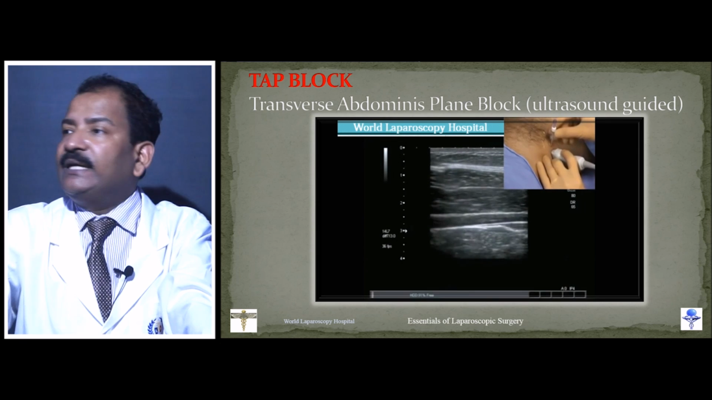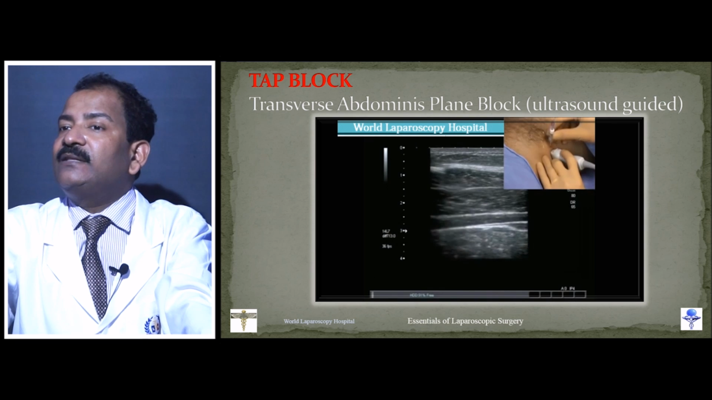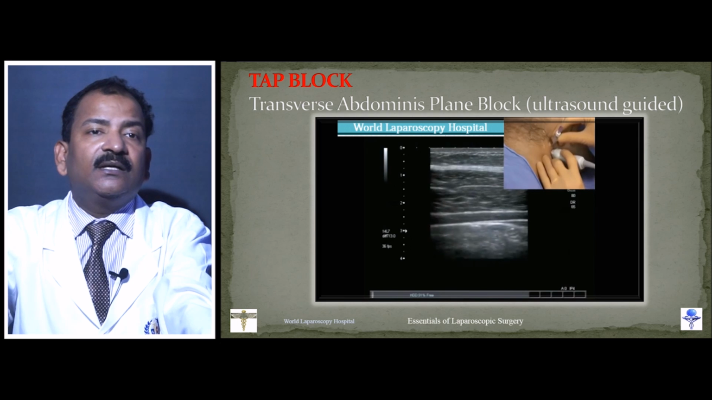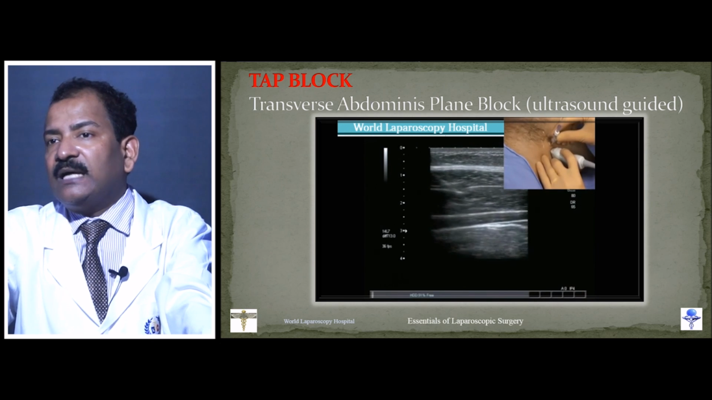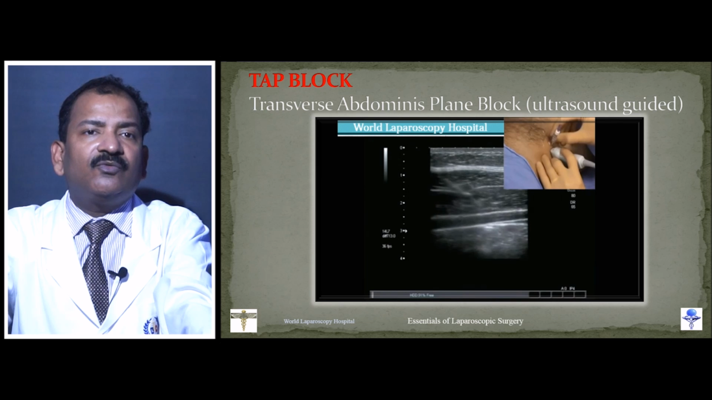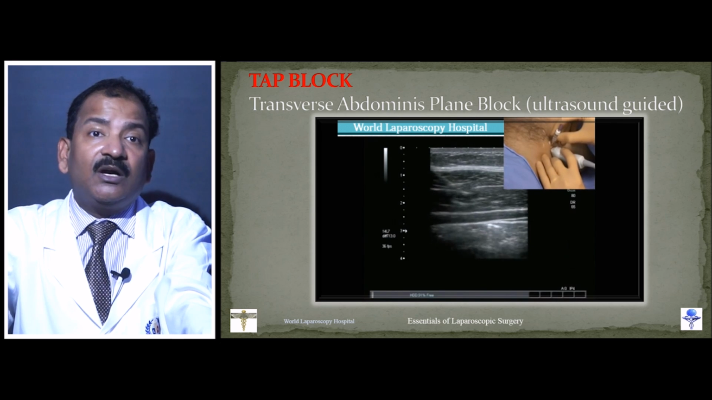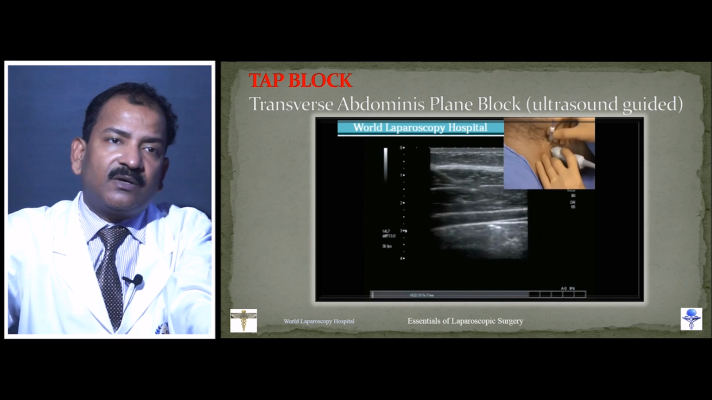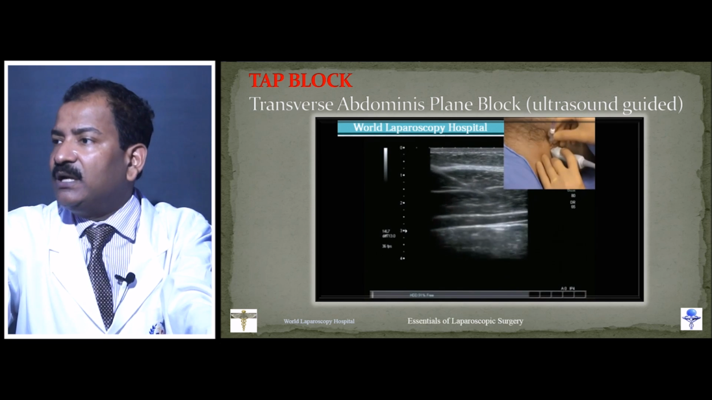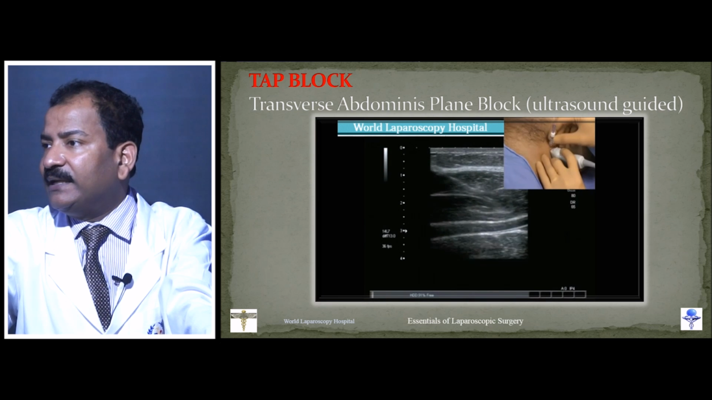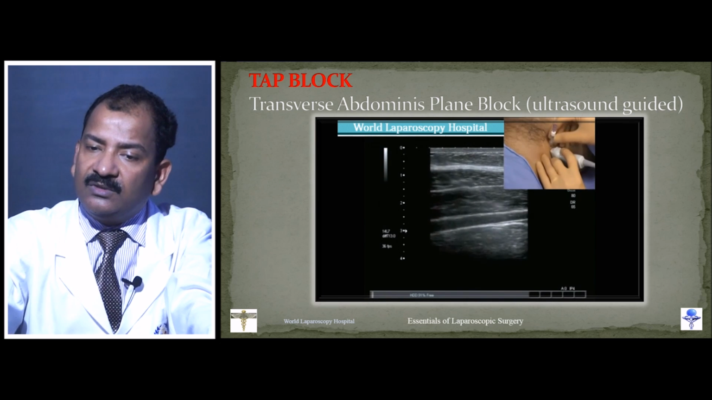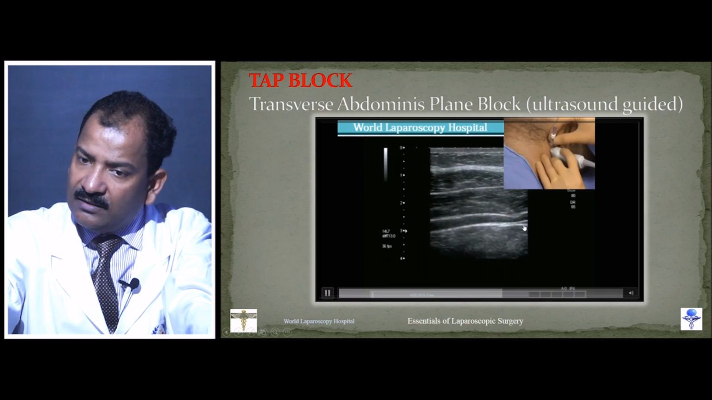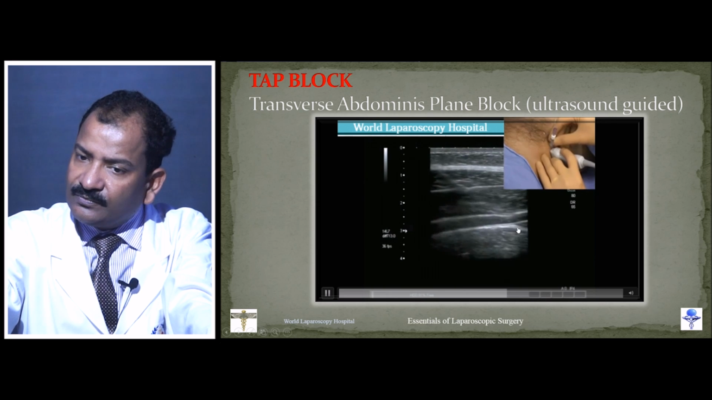Tap block is nowadays gaining importance for daycare surgery. In daycare surgery, our anesthetists are charging little more, 2500 more, for doing the tap block, because they have to learn separately, as every anesthetist is not good in ultrasound. So, here they have to learn the method of finding out the plane. Here is the needle, and now it is coming at that level.